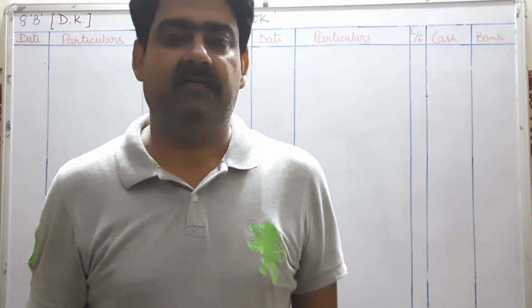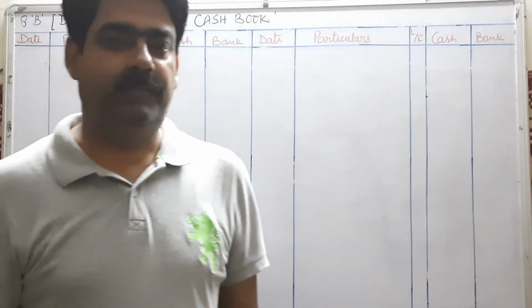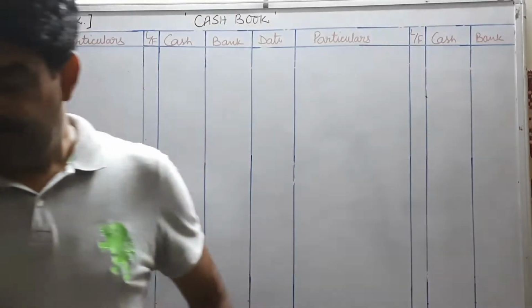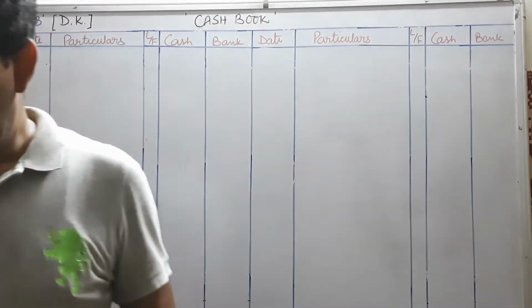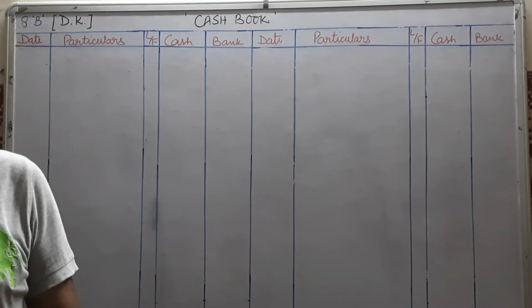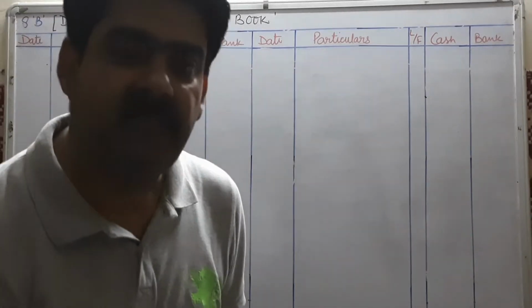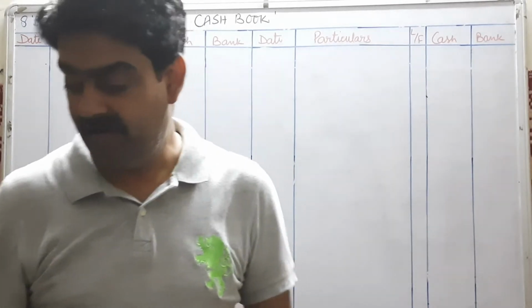Good morning, dear students. See one more question of double column cash book. Question number 8B of D.K. Goel. Prepare two column cash book from the following information. June 1, cash in hand and cash at bank, both balances are given. So cash balance as well as bank balance, both balances will come in debit side.